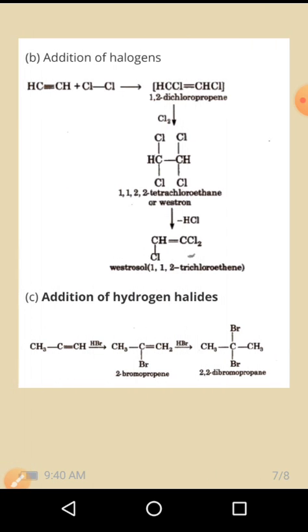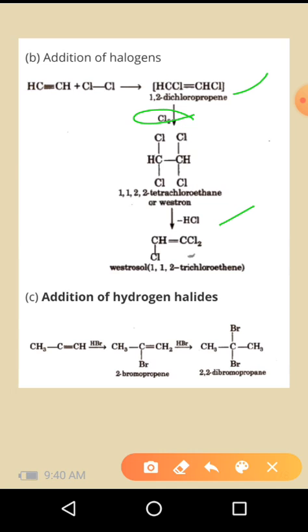Next one, addition of halogens, to ethyne. Upon adding a chlorine molecule, it will produce 1,2-dichloroethene. Further addition of chlorine to this alkene will produce 1,1,2,2-tetrachloroethane, or Westron. With the liberation of HCl, it will produce 1,1,2-trichloroethene. These are all additions of halogens to alkynes.